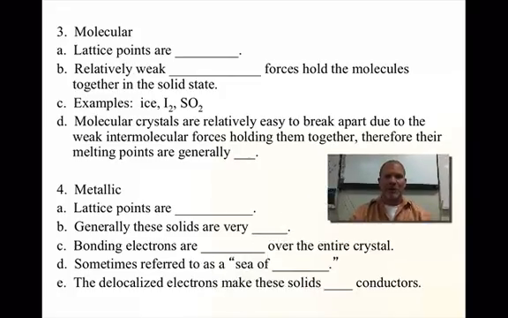The third type is your molecular. The lattice points here are your molecules. These are relatively weak intermolecular forces. Examples thereof: ice, your water molecules frozen together. Molecular crystals are relatively easy to break apart due to the weak intermolecular forces holding them together. Therefore, their melting points are generally low.